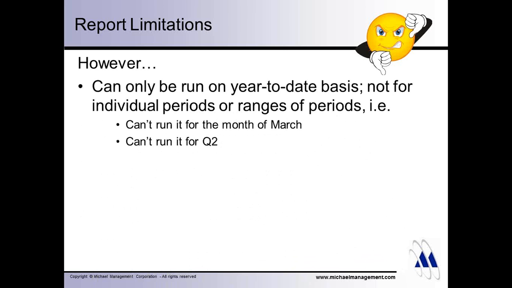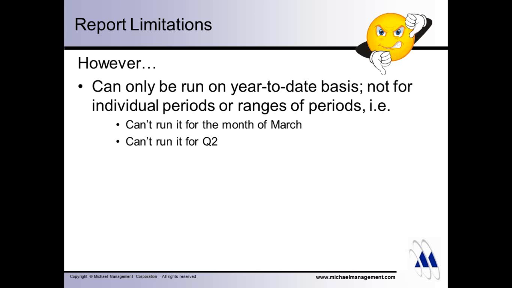You already saw that you can only run this report on a year-to-date basis. That means I can't run it just for a single month. I can't run it for the current month. I can't run it for the month of March. So if I want to use this report to reconcile to my general ledger for March, I really can't. I can't get this report to tell me what are the beginning values of March, all of the activity of March, and the ending balances.